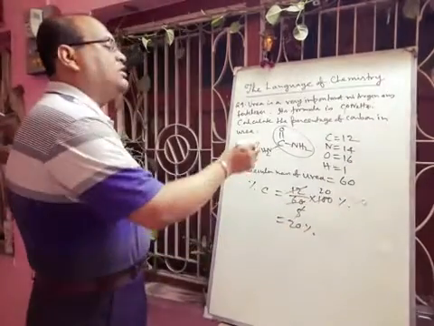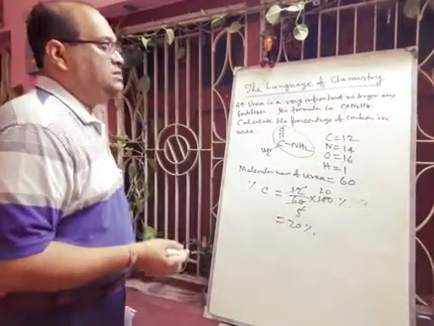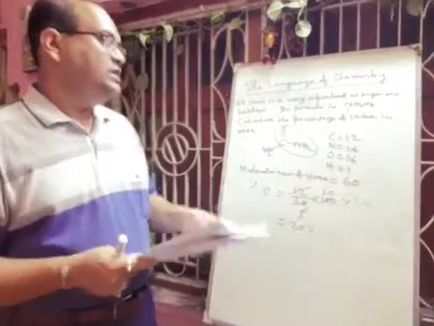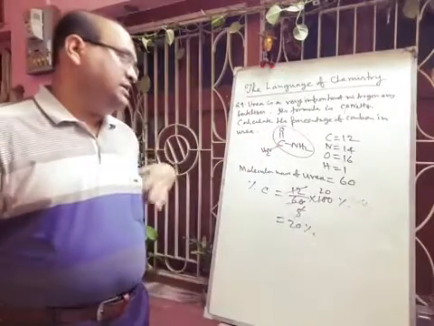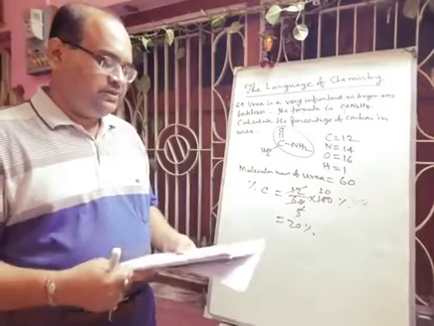So in this way, oxygen percentage one may ask, nitrogen percentage one may ask, that also you have to calculate. Here the question is only to find the percentage of carbon, so you have calculated only the percentage of carbon, that is 20%.